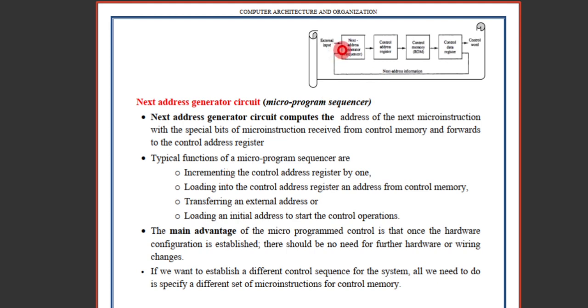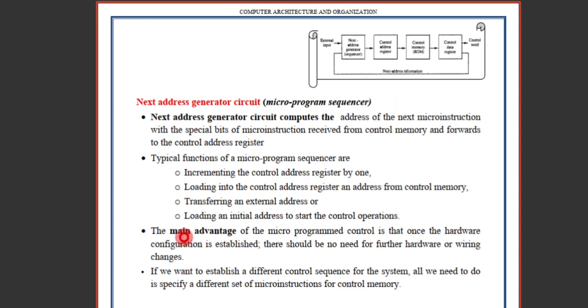So now we have discussed all the 4 components in the microprogrammed control organization. The main advantage of this microprogrammed control organization is that once the hardware configuration is established, there should be no need for further hardware or wiring changes. If we want to establish a different control sequence for the system, all we need to do is to specify a different set of micro instructions for control memory.